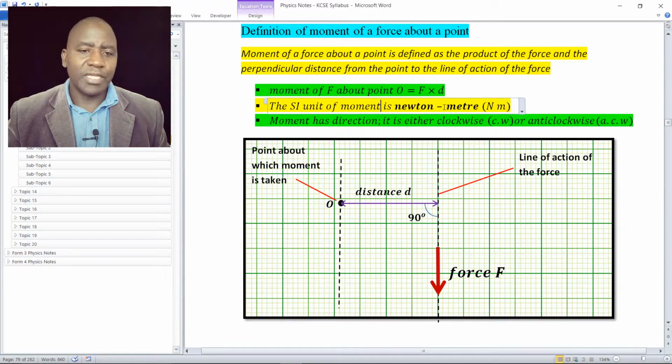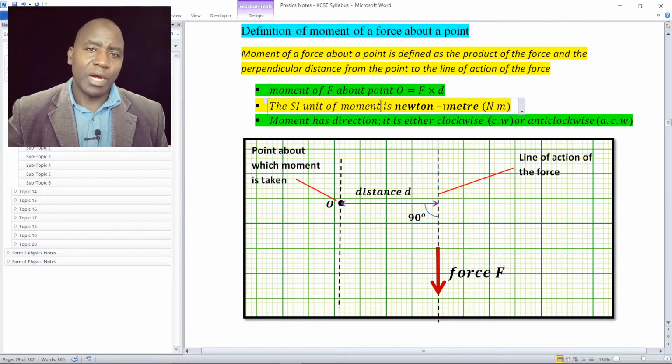So let's pause this video at this point. I was just introducing the topic as well as defining moment of a force about a point. So make sure that by the next lesson you remember the definition of moment of a force about a point as the product of the force and the perpendicular distance from the point to the line of action of the force. And I'll see you in the next lesson where we are going to look at how we calculate moment of a force about a point. We are going to look at several situations where we calculate moment of a force about a point.